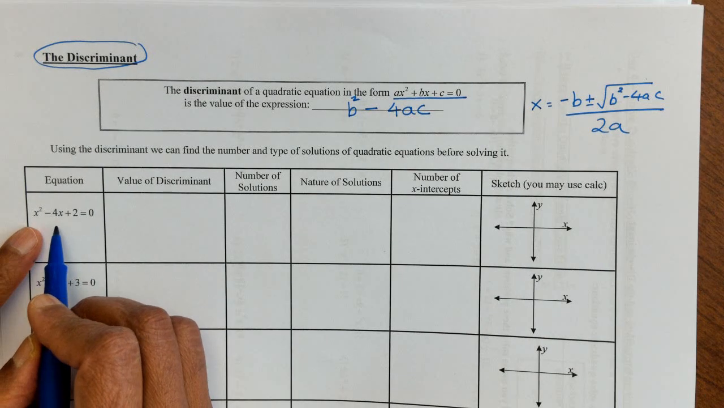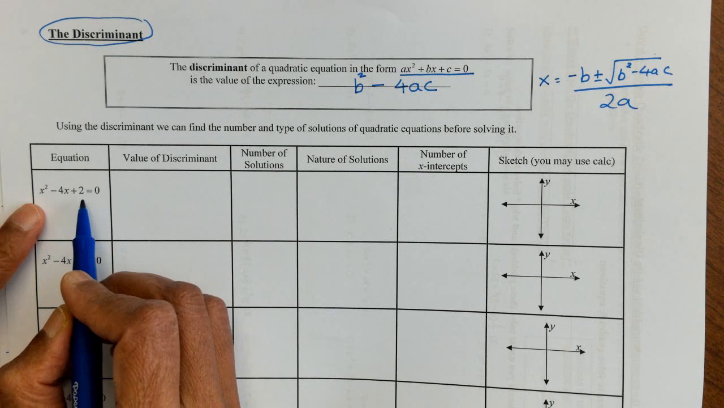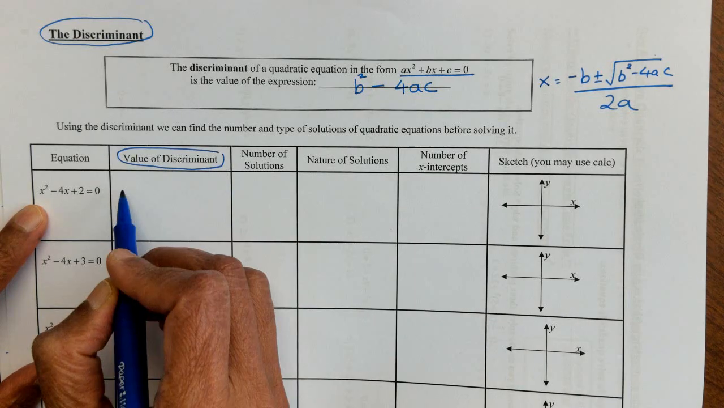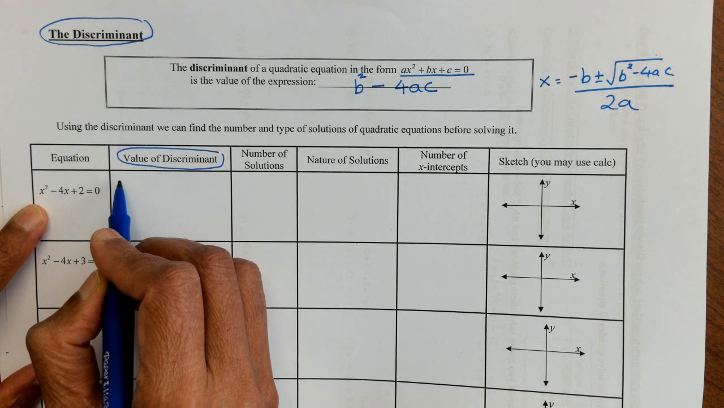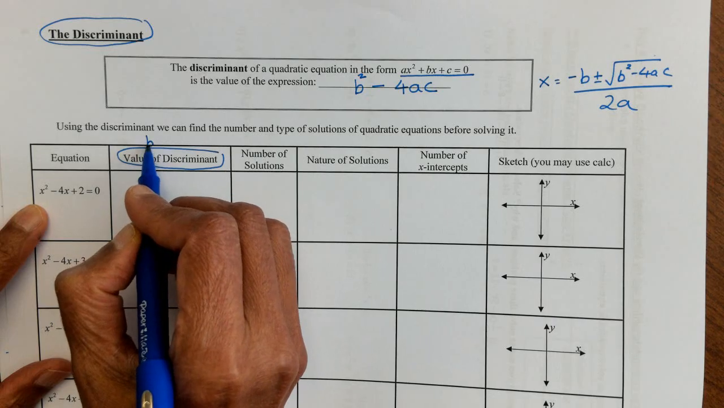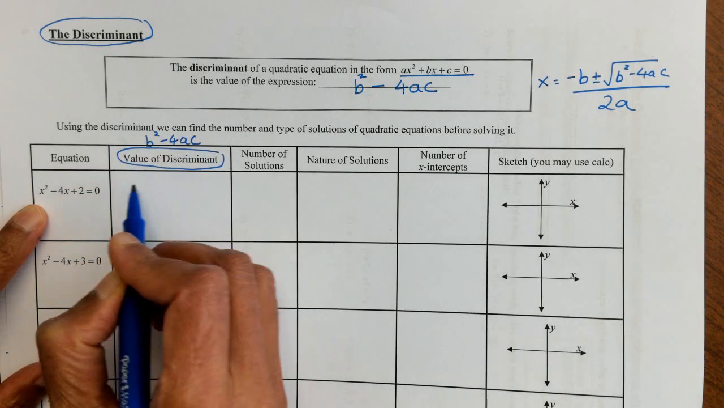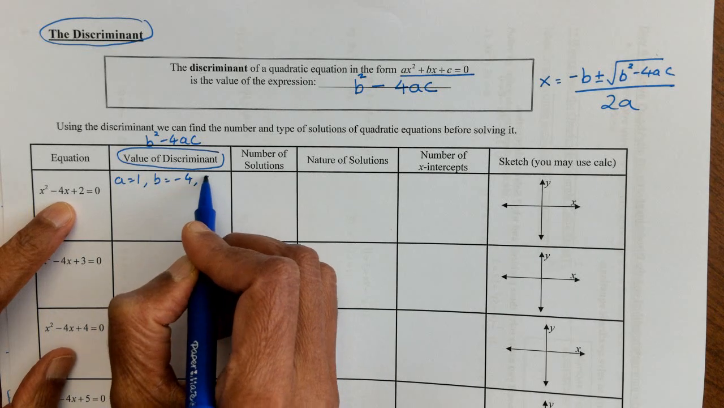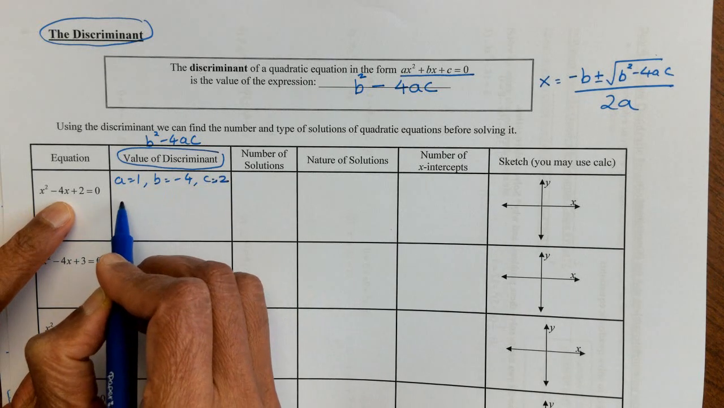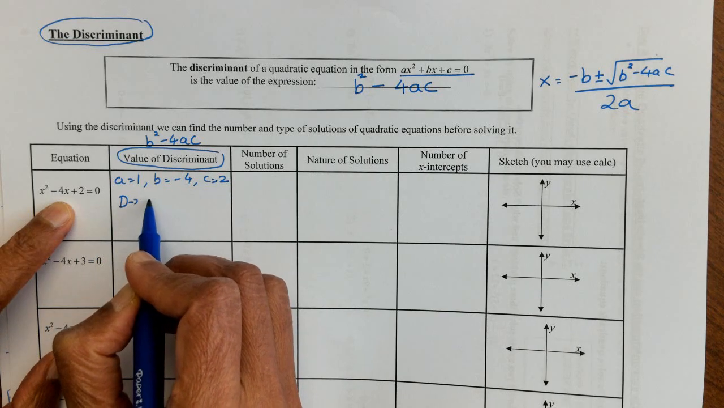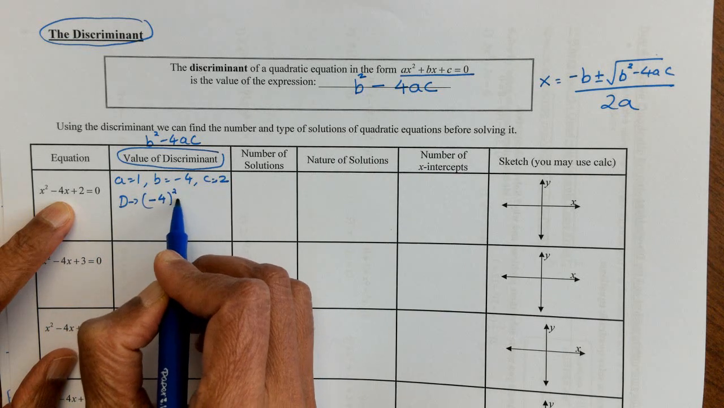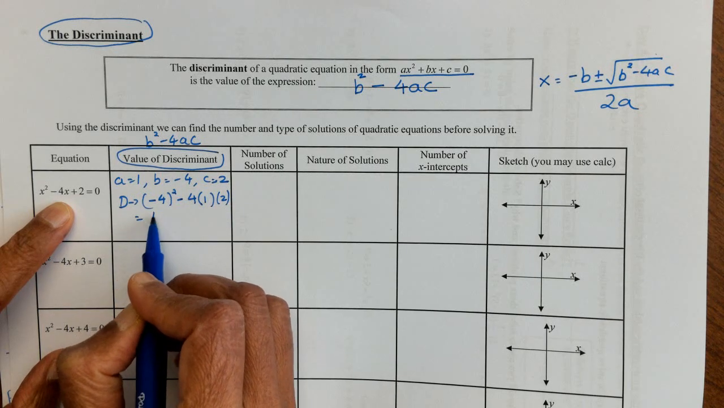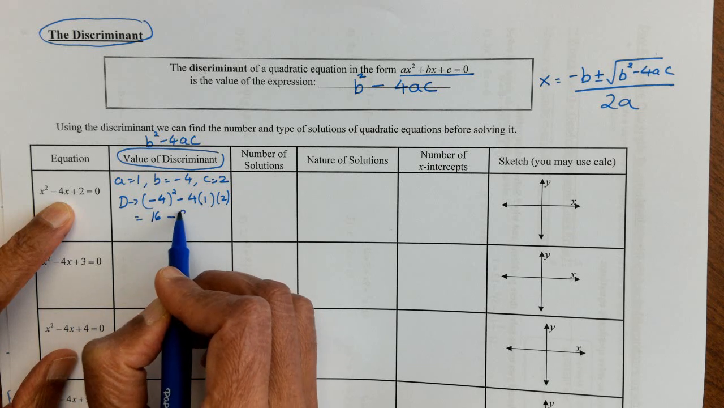So this is my first equation, x squared minus 4x plus 2 equals 0. It says find the value of the discriminant. My discriminant is going to be b squared minus 4ac, so I'm going to write this down here so I can do that for each one of them. So a is 1, b is negative 4, and c is 2, and therefore my discriminant will be negative 4 squared minus 4ac, which is 16 minus 8, which is 8.